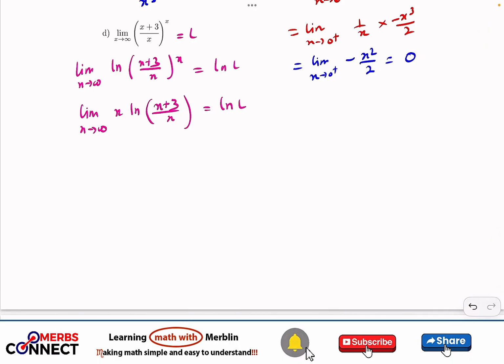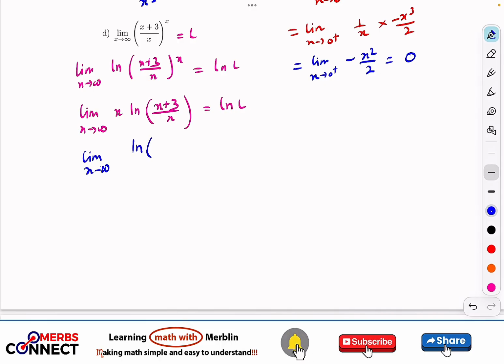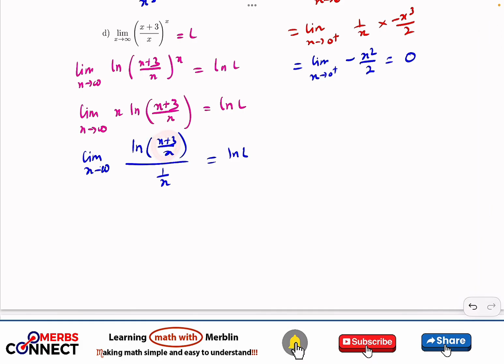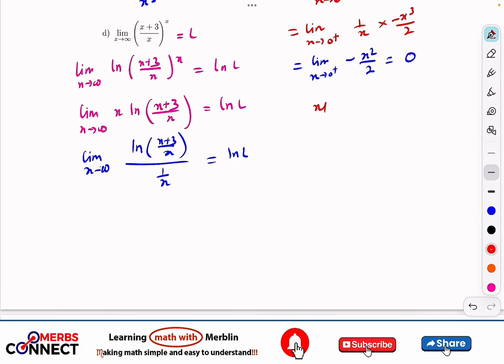Now, we want to see if we can apply L'Hopital's rule. So we need to write this as a rational function. So the limit as x approaches positive infinity of the natural log of (x plus 3 divided by x), divided by 1 over x, is equal to the natural log of L. Now let's check and see what we can get here. Don't forget that the function inside can be written as x over x plus 3 over x, which is the same as 1 plus 3 over x.